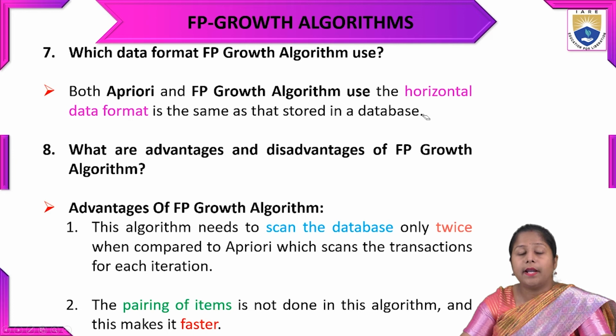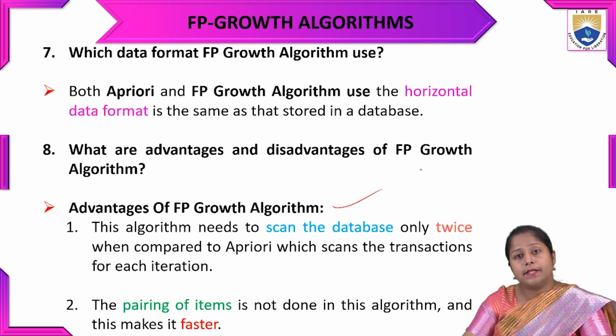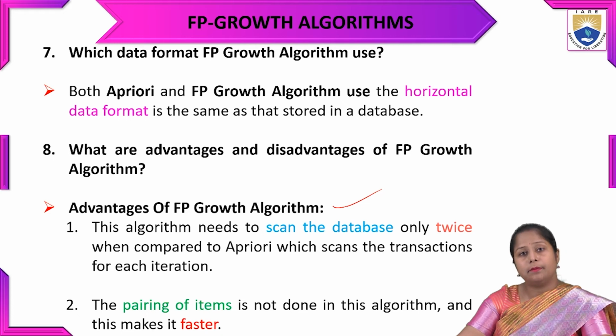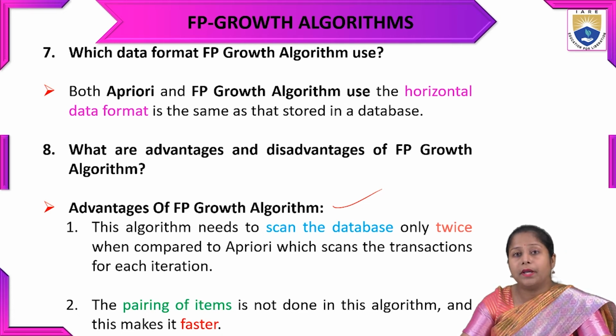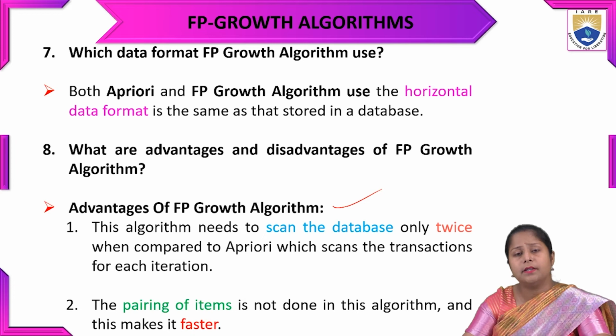Next is, what are the advantages and disadvantages of the FP growth algorithm? So we will take the advantages of the FP growth algorithm first. The first advantage is that this algorithm needs to scan the database only 2 times, compared with Apriori, which scans the transactions for each of the iterations.